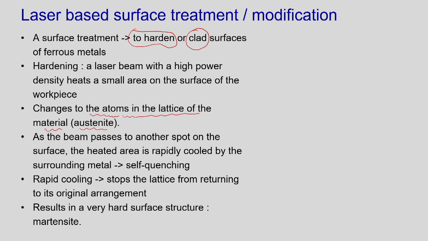During the process of laser irradiation, this thing will happen. As the beam passes, it crosses the work part to the next destination of the laser beam on the surface, and the heated area will rapidly cool down due to the surrounding metal. We have already seen this in our laser based forming as well. We are scanning the work part for a very small region, but the surrounding work part is at a normal, ambient temperature. It is comparatively very cool with a heated surface.